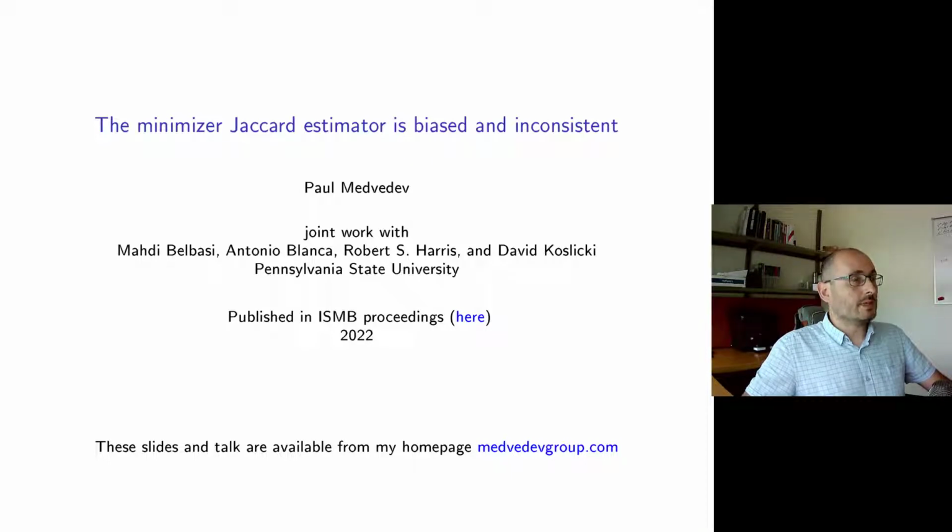Today I'll be presenting a paper published in ISMB Proceedings. The title of the paper is The Minimizer Jaccard Estimator is Biased and Inconsistent. This is joint work with Mahdi Belbasi, Antonio Blanca, Robert Harris, and David Koslicki.